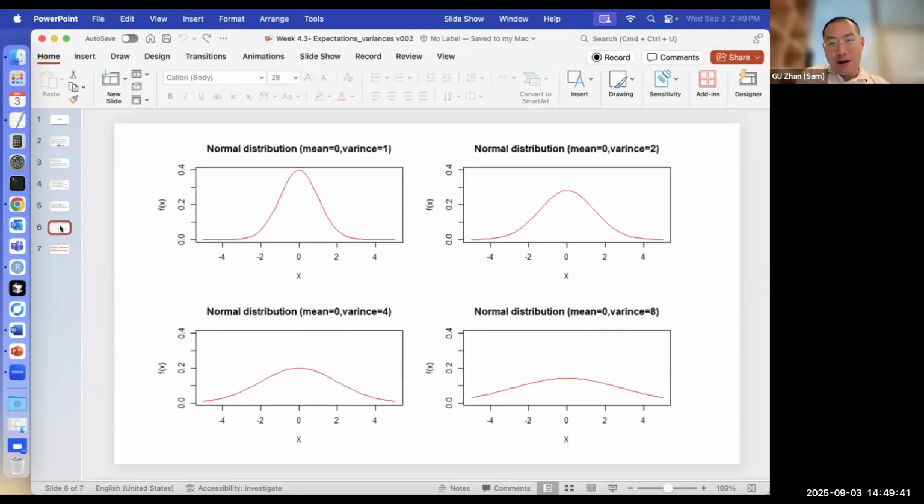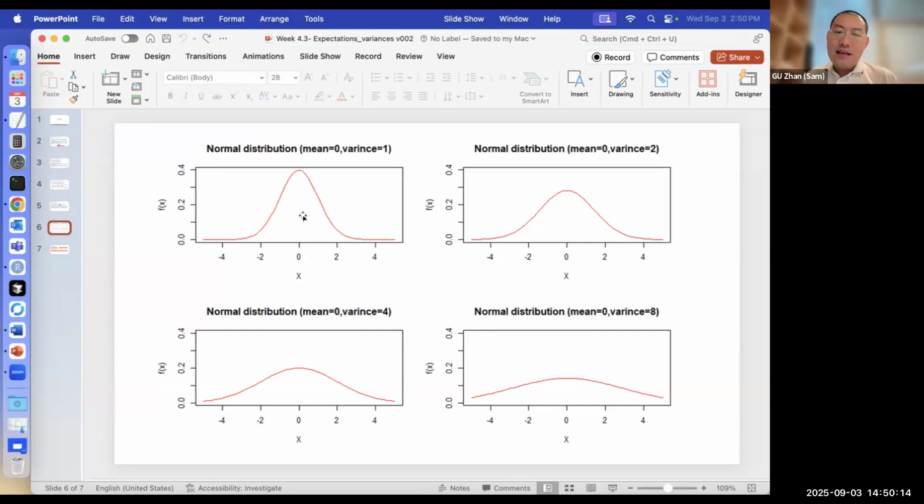We also look at this: normal distributions with mean, expected value of X, equal to 0. All of them are centered at 0, but each has a different variance: variance 1, variance 2, variance 4, and variance 8. You'll notice that as the variance or the standard deviation goes larger and larger, the curve gets flatter and flatter, moving towards the two tails.